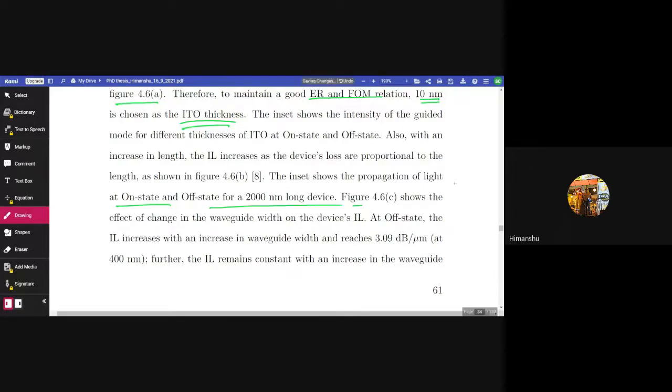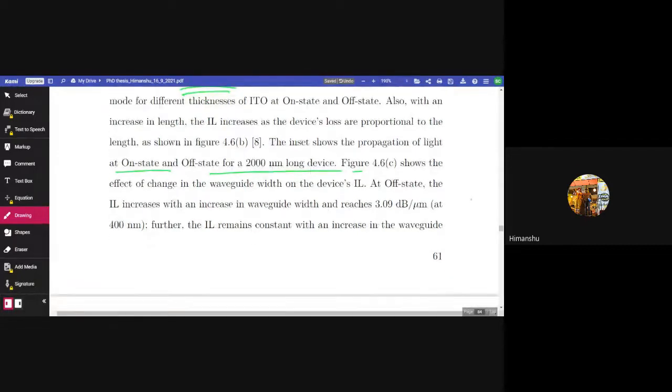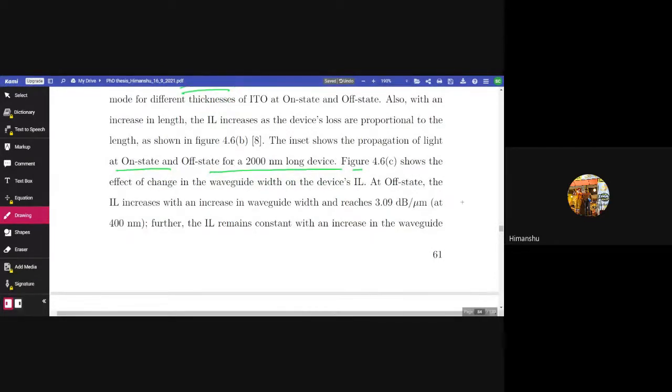Figure 4.6c shows the effect of change in the waveguide width on the device's insertion loss. At off-state, the IL increases with an increase in waveguide width and reaches 3.09 dB per micrometer at 400 nanometer. Further, the insertion loss remains constant with an increase in the waveguide width.